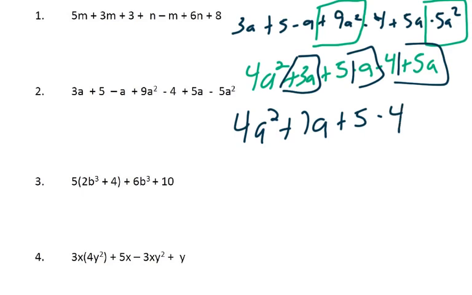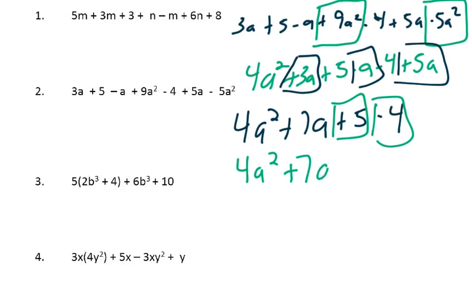Okay, now I need to combine my constants. So I have a plus 5 and a minus 4. I keep my 4a squared. I keep my plus 7a. 5 minus 4 is 1, so it's going to become a plus 1. So there's my answer: 4a squared plus 7a plus 1. Okay, so that's that one.